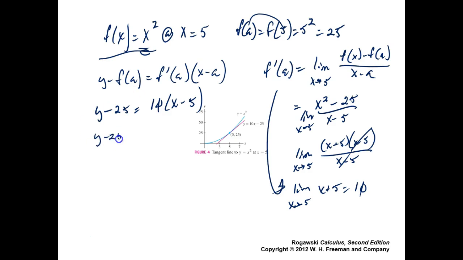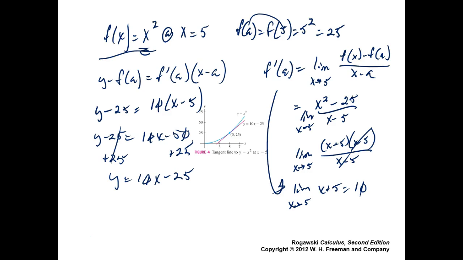Y minus 25 is equal to, distribute, and what would that give you? 10x minus 50, and then add 25 to both sides, so that wipes out, right? Y is equal to 10x minus 25. Okay? Yep, that's what they got.